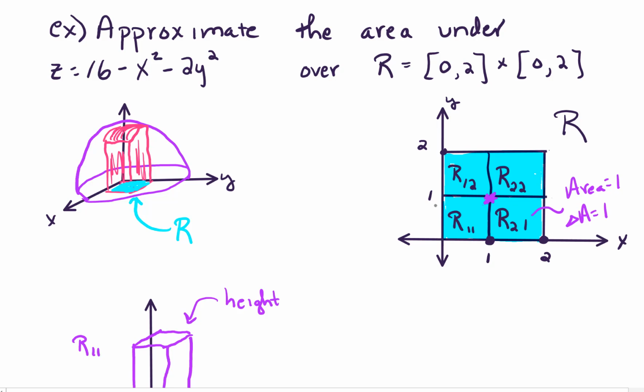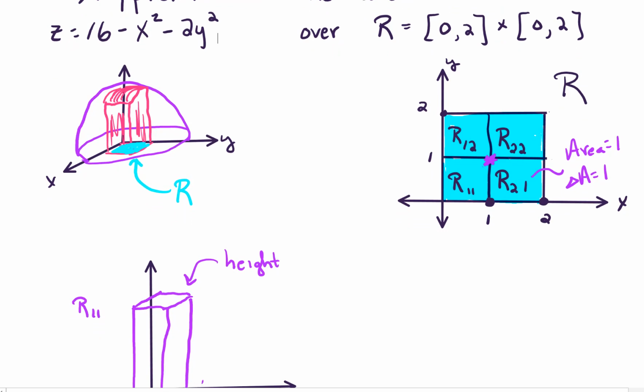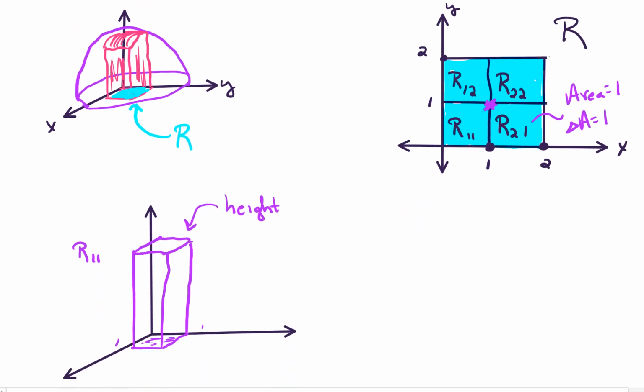So I've discretized region R over here. We've got the xy axes and we've divided this region into 4 little squares. Each of them is 1 by 1, and the area of each of these squares is 1. We'll call that delta A equals 1. So now we need to figure out the height of each rectangular prism.